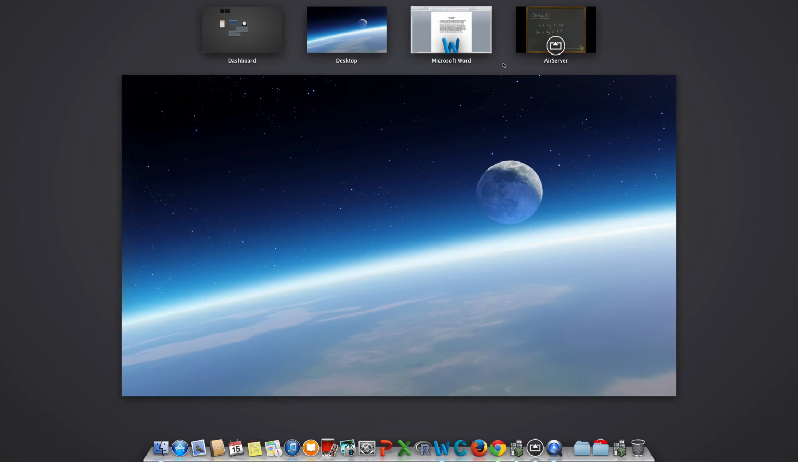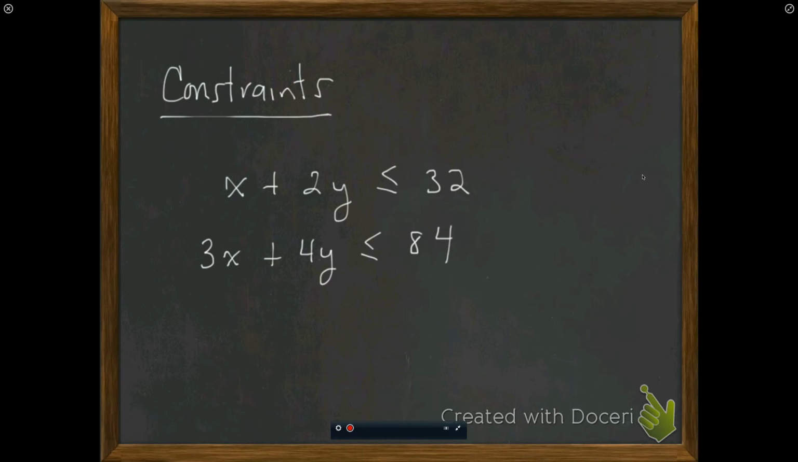So guys, over here, what I've got now are the constraints. And again, it should be pretty obvious that we are not able to produce a negative number of tents. X is the number of standard tents. Y is the number of expedition tents. So guys, at the end of the day, what do we have?